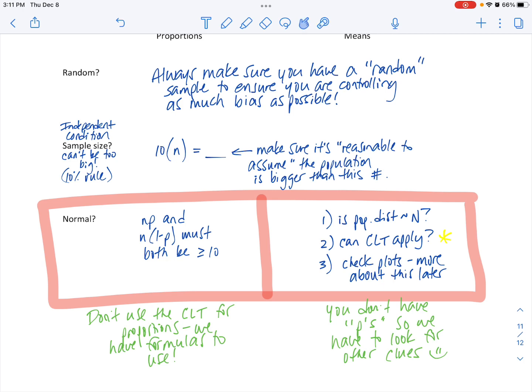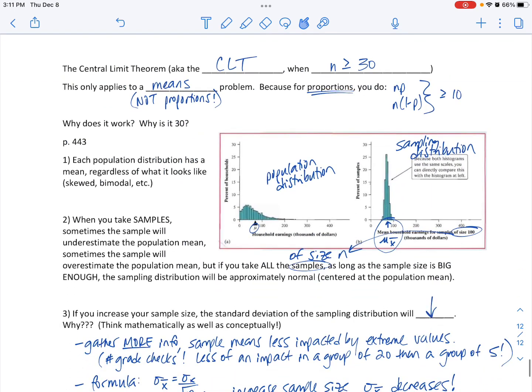Okay? Let me talk about the CLT, the central limit theorem. That's what CLT stands for, and it applies when your sample size is bigger than or equal to 30. Again, this is not for proportions. This only applies to means, because for proportions, remember, we do this. Just wrote that on the first page. This only applies for means, the CLT. Why? Some of you might be wondering. I have some page numbers referenced here.